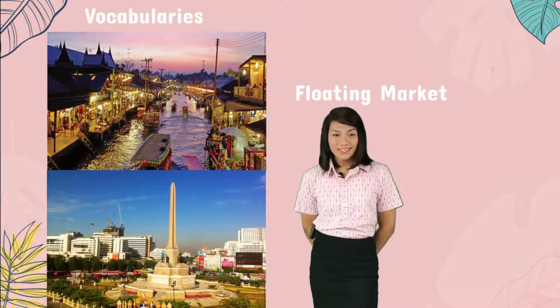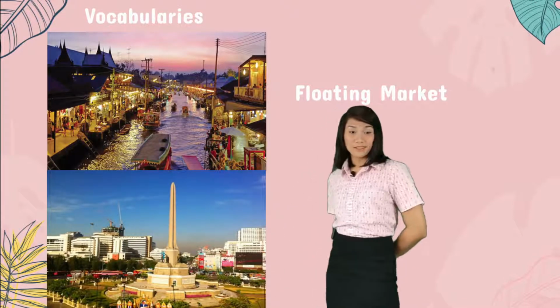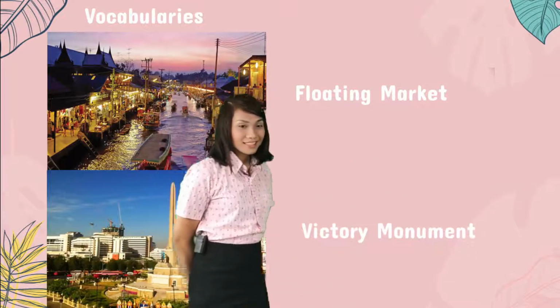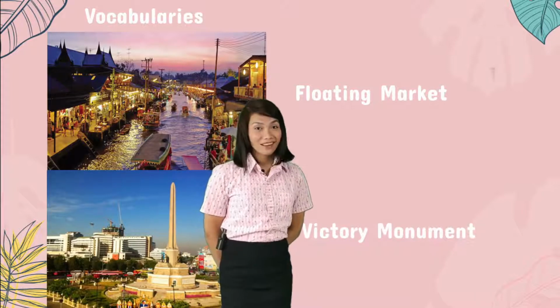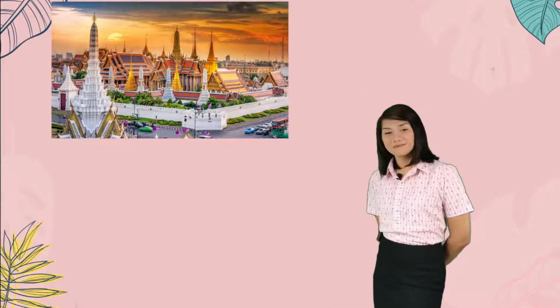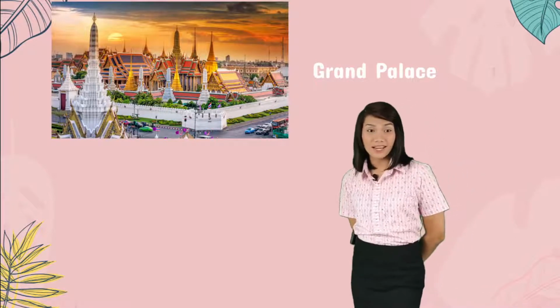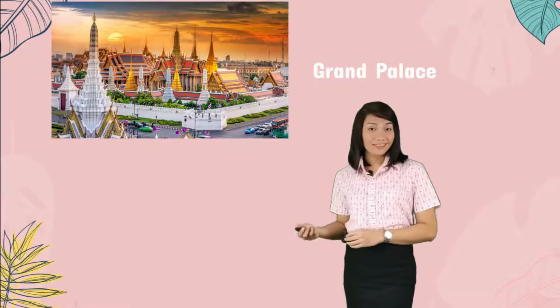Now, how about this? What is this? So this is the famous Victory Monument. Very good. This is the famous Victory Monument, which you can see in Bangkok, Thailand. Next, let's have this. What is this? Okay, very good. So this is the Grand Palace. That's right. This is the Grand Palace, where the king and queen live.